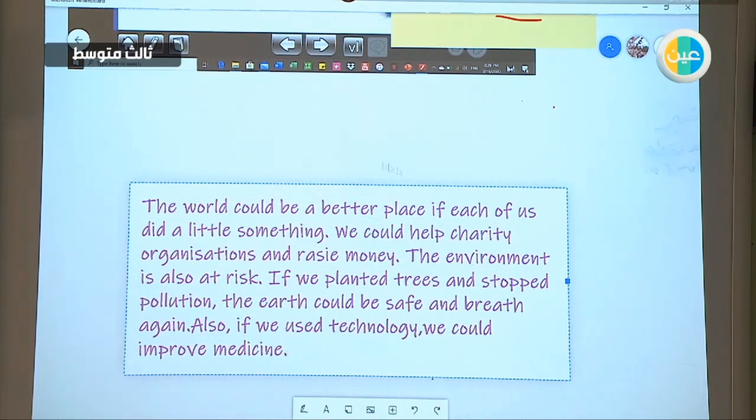Now, I want you to read it again and try to find the verbs in this sentence, to find which tense it is, and to underline the conditional sentence type too. Let's start from the beginning. The world could be a better place if each of us did a little something. Okay. So here we have if.